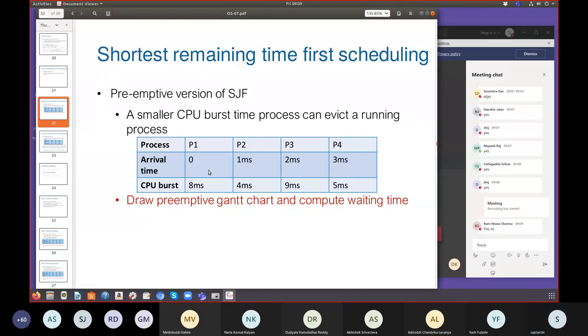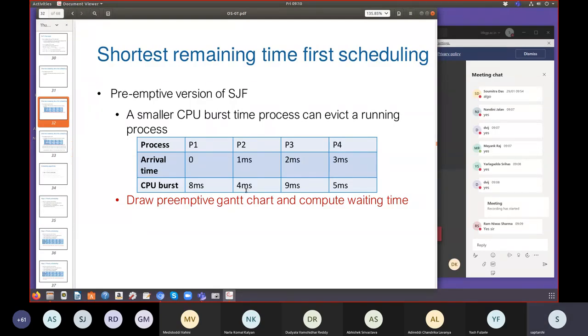Sorry, I was mistaken. The arrival time of P1 is 0. So at time t equal to 0, only P1 is there. So it will start to run. But then its CPU burst time is quite large, 8 milliseconds. At time t equal to 1, P2 will come in. So what will the system see? At time t equal to 1, 7 milliseconds of P1 is still left, but then P2 has come in with burst time of 4 milliseconds. So in this preemptive scheme, P1 will be shifted out of the CPU and P2 will start running.